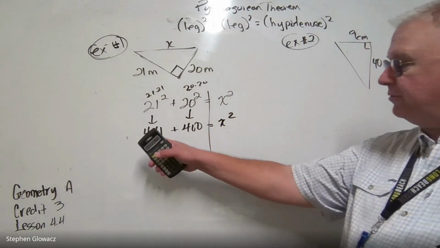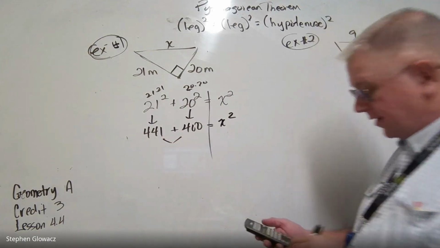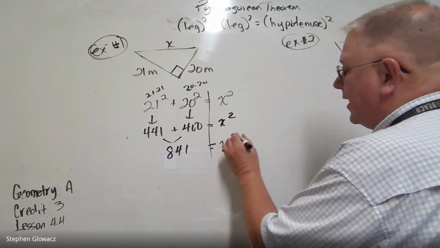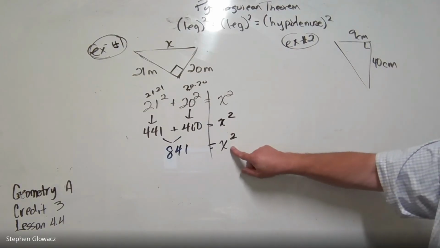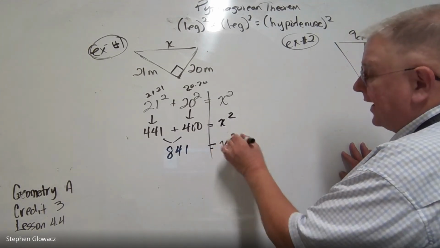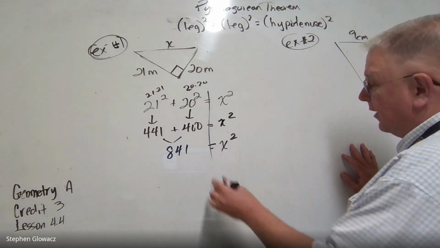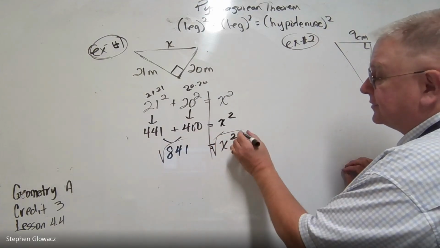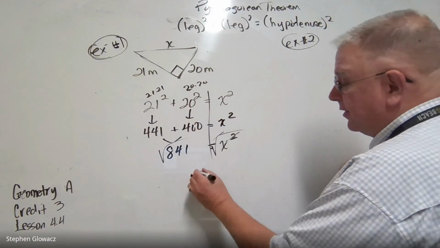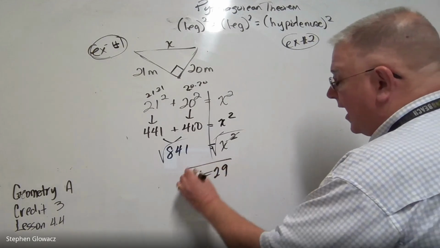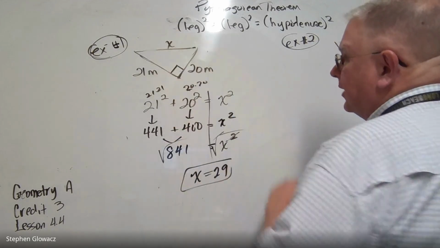And now we just need to simplify this here. So we're going to add it up. 441 plus 400 is 841. But keep in mind we're solving for x. So we still need to get rid of this exponent. So remember, the opposite of raising to the second power, sometimes we call that squaring a number, is to take the square root. Over here, the square root and this exponent, the squaring, cancel out. And then the square root of 841 is 29. So the length of our hypotenuse here would be 29.